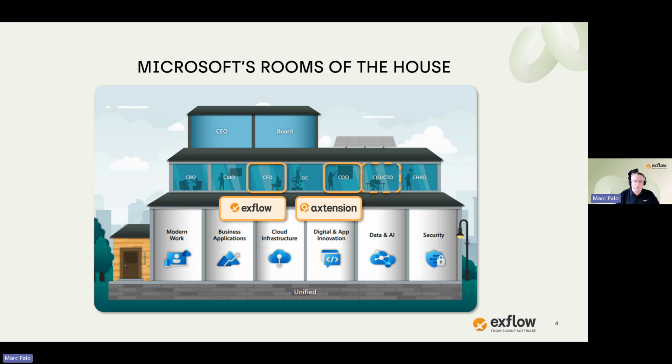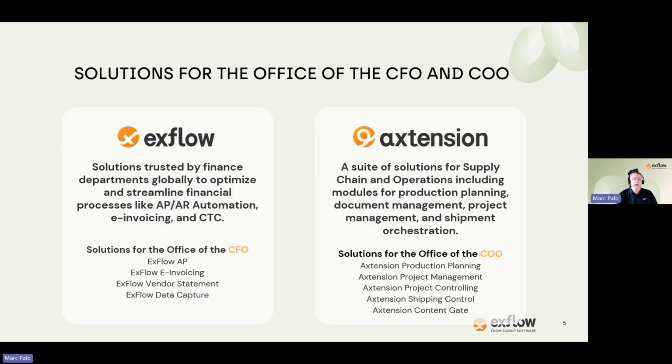It's kind of the Microsoft rooms of the house, as you can see. It's a standard slide that we use. And today we're going to focus on ExFlow AP automation, really in the room of the CFO. But as I stated, we actually have the extension product line in project management and accounting that covers the room of the COO and CIO and CTO. And of course, Dynamics Web also flows into this solution area in the areas of e-commerce and those specifics.